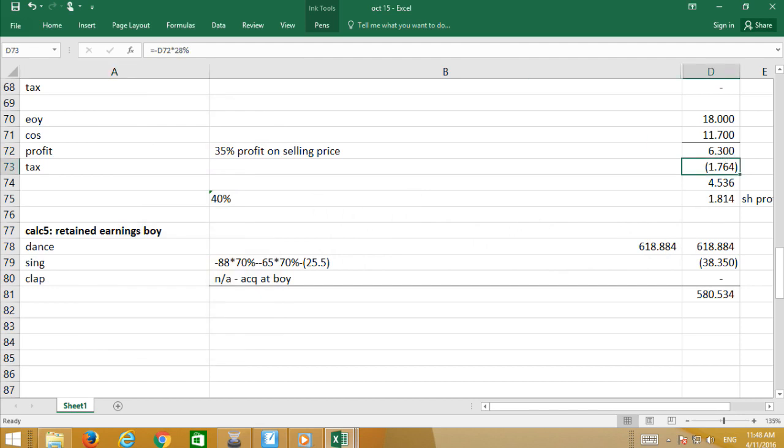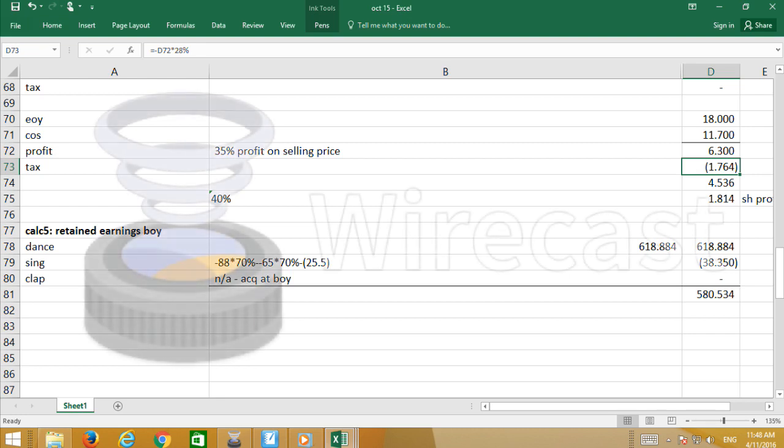Tax is 28%, giving me a net of 4,536, but I only take 40%, and it goes to share of profit in associates. I'm going to make share of profit in associates smaller, because we're going to make inventory smaller as well. So we're going to credit inventory and debit share of profit in associates. Then I did some retained. Okay, so let's just look first at all of that and how it all flows through.